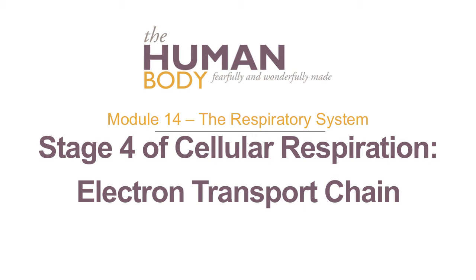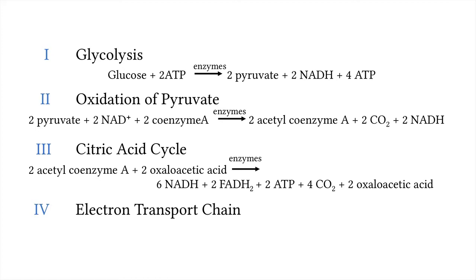Module 14, the respiratory system. Stage 4 of cellular respiration, electron transport chain. The fourth and final stage of aerobic cellular respiration is the electron transport chain. This final stage is the one that produces the greatest amount of energy.